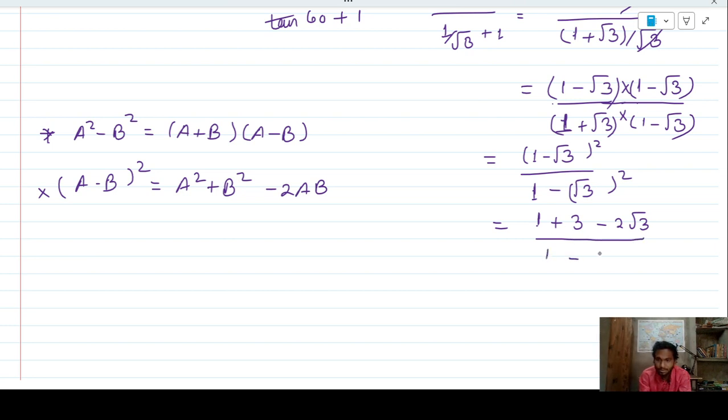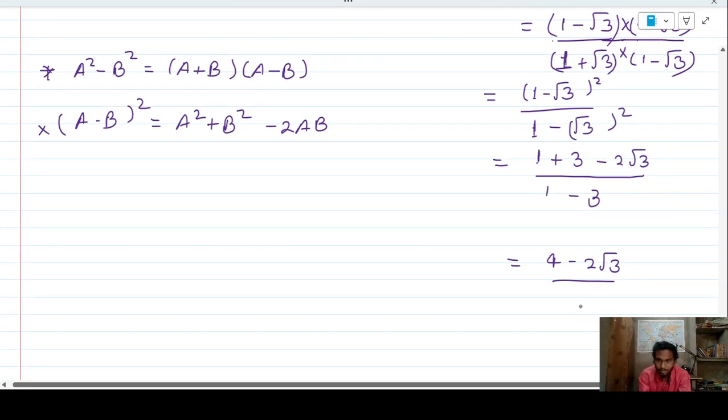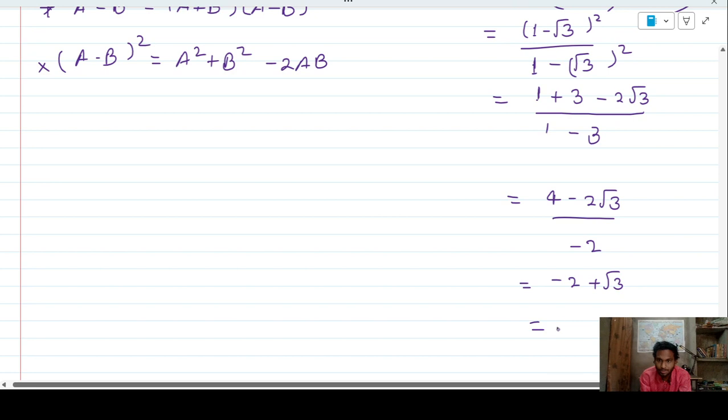1 minus 3, and numerator 4 minus 2 root 3 upon minus 2. Let's solve: minus 2 plus root 3, this value is root 3 minus 2.